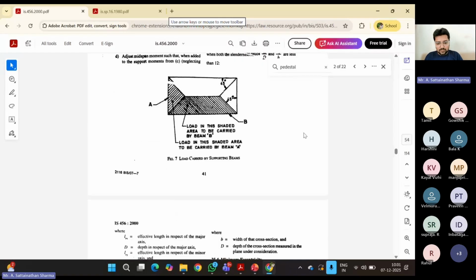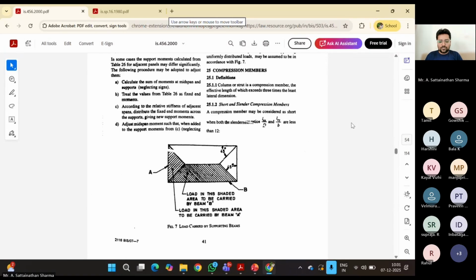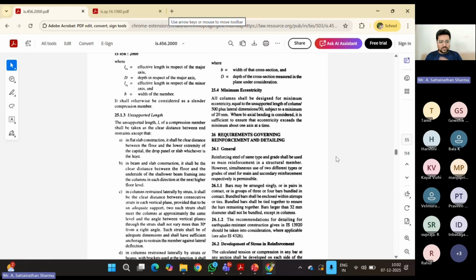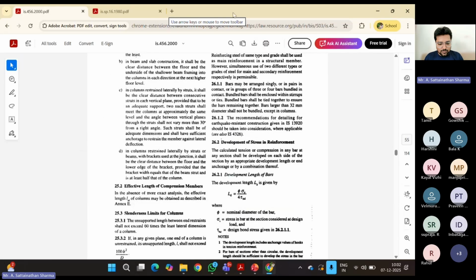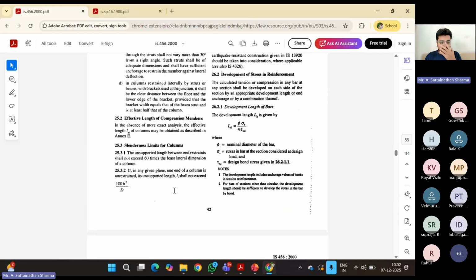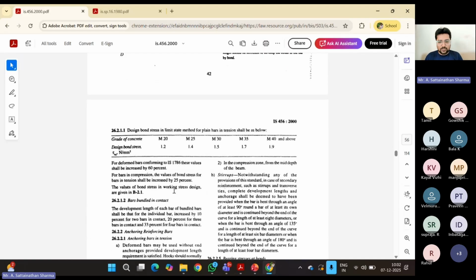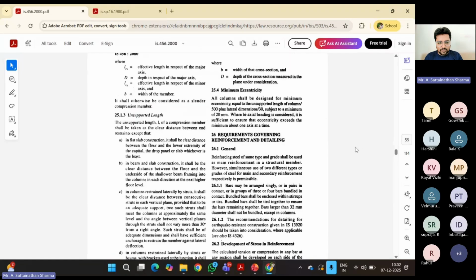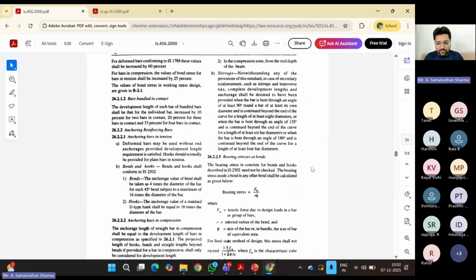Here you can see page number 41. You can see compression members. They are giving what a column is, which we have just discussed. You can directly define this from the code. And they have given what the slenderness ratio is. Then moving on with the unsupported length. What is the unsupported length, and what is the slenderness ratio limit for a long column and a short column, they have given. What are the detailing requirements for the member, that also you can identify from here.